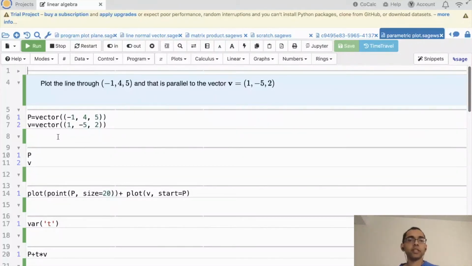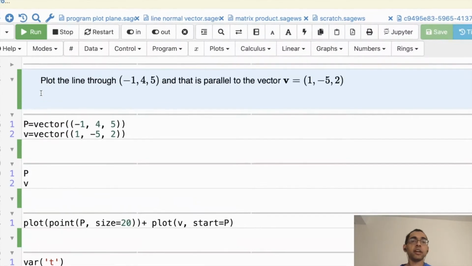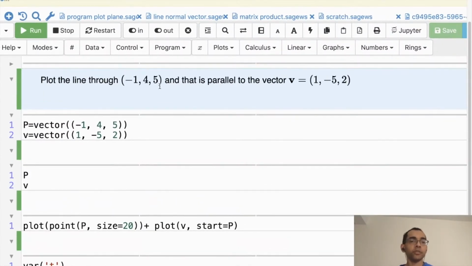Okay, in this short video, we're going to show how to use the parametric plot 3D function in Sage to plot a line and a plane in parametric form. Alright, so this first question is: plot the line through this given point that is parallel to this given vector v. Okay, so we enter the point P and the vector v both in vector form.